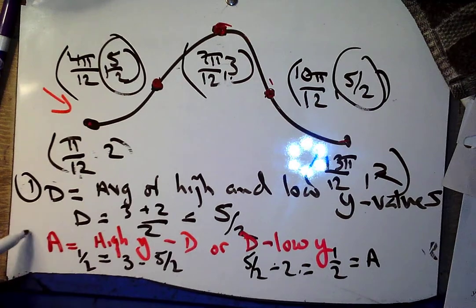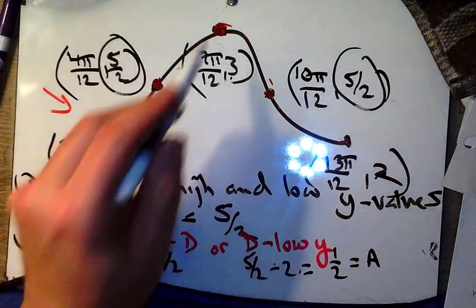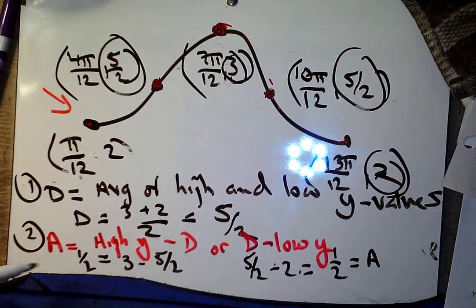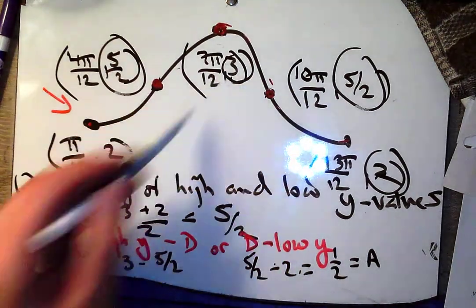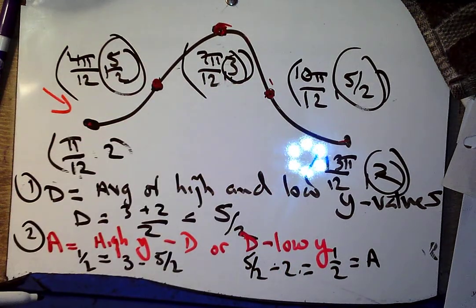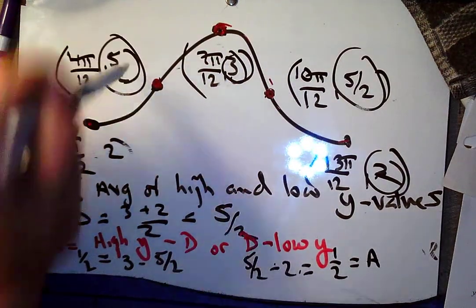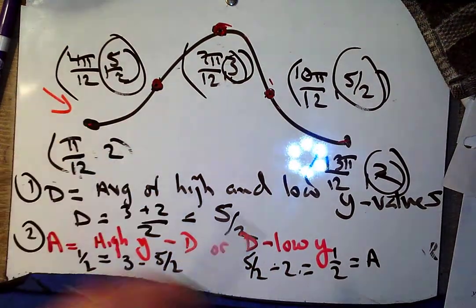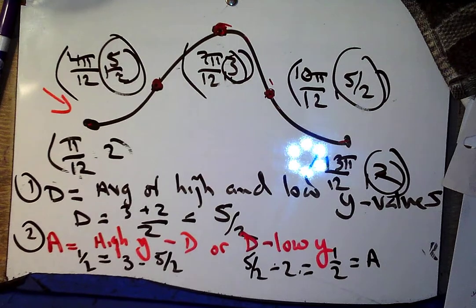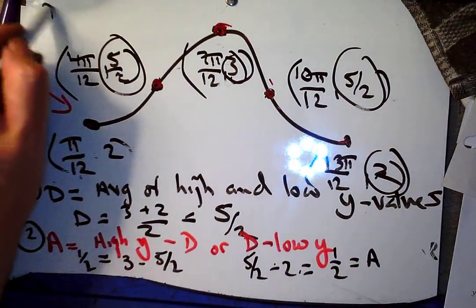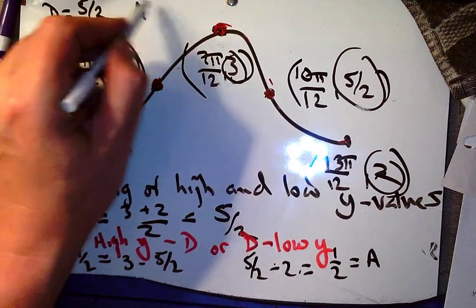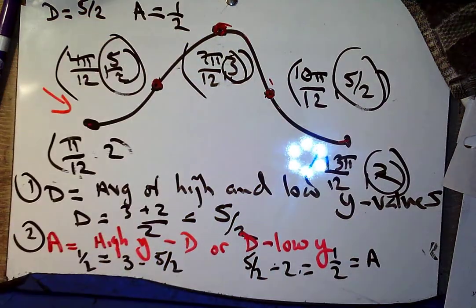So step one, find d, the average of high and low y values. Step two, figure out a. A is the average of the high and low y values? Sorry, I take that back. No, that's what D is. Instead, I want high y minus d or d minus low y to get our a value. Okay, so now we know our d is 5 halves and our a is 1 half. Cool.